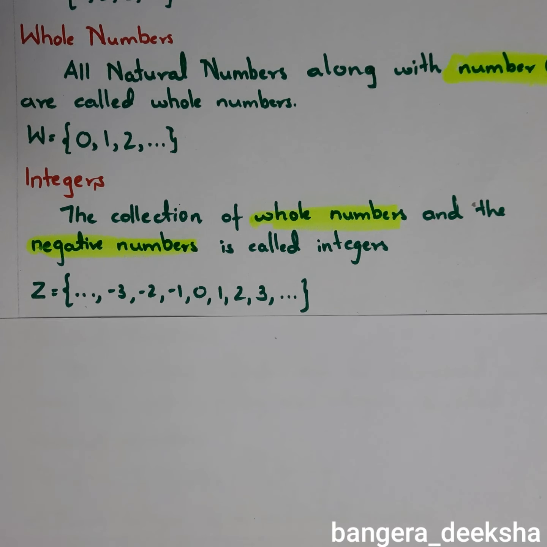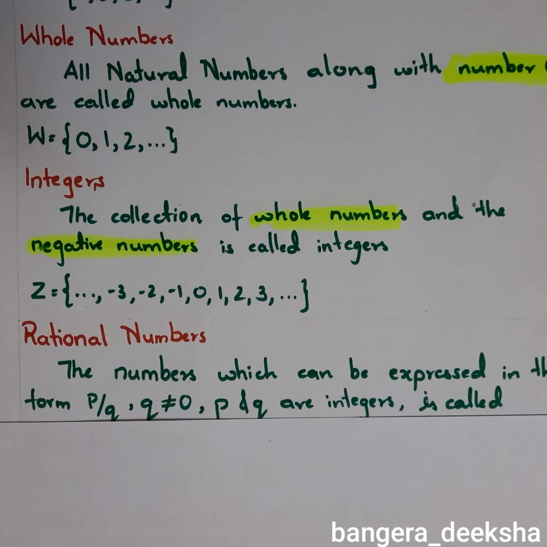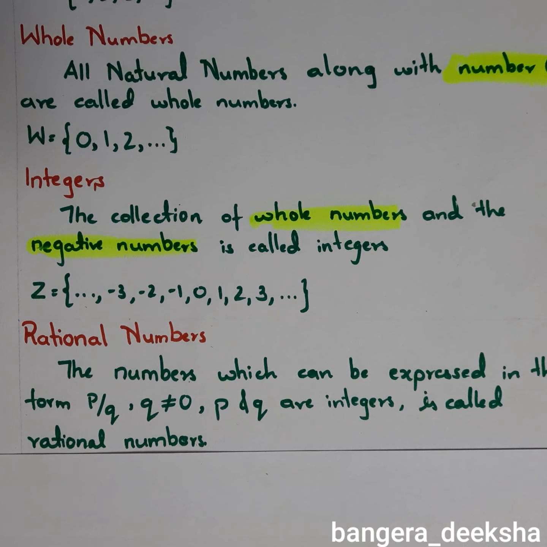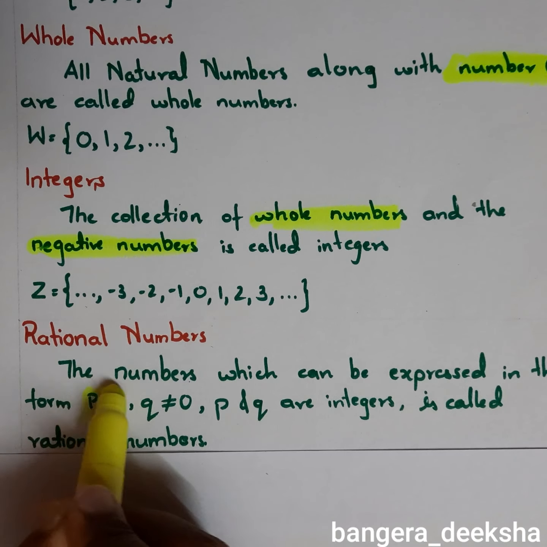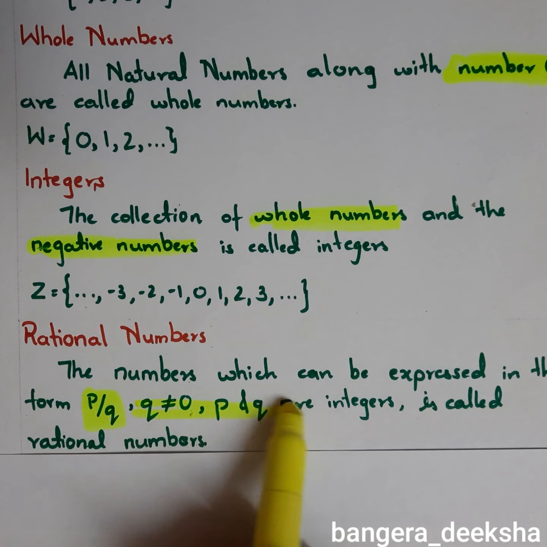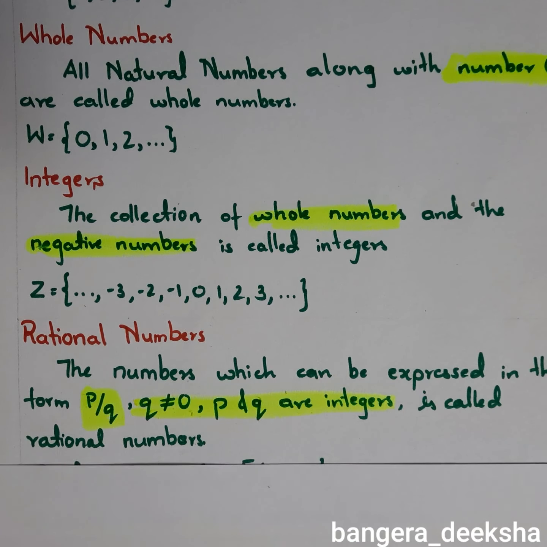The next set of numbers is rational numbers. The numbers which can be expressed in the form p by q, where q is not equal to 0, and p and q are integers, are called rational numbers. You need to remember it should be expressed in the form p by q, and these are the conditions that you need to remember. If it is expressed in this form, then we call those numbers rational numbers.